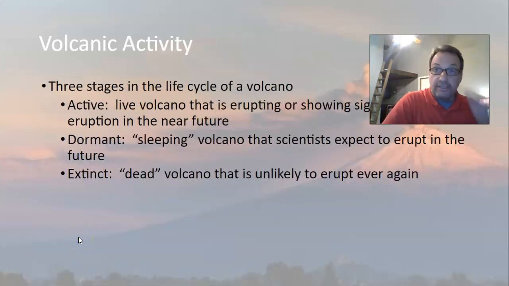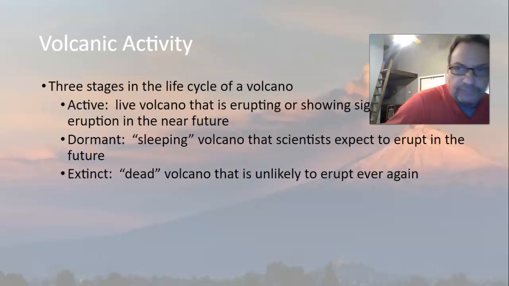There are three stages in the life cycle of a volcano. Well, they're going to be active. This is a live volcano that's erupting and showing signs of an eruption in the near future. You obviously would not want to be hanging out around one that scientists are predicting is going to erupt at any particular time. And then there are dormant, sleeping volcanoes that scientists expect may erupt in the future. And then there are dead volcanoes that are probably never going to erupt again.